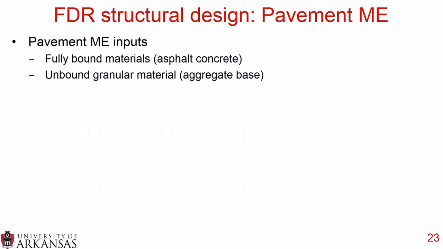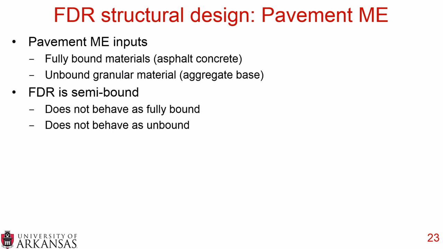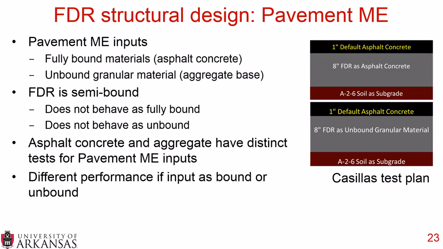Now, pivoting to FDR structural design using Pavement ME, which is the mechanistic empirical method, the more current method. When you take a look at Pavement ME, you can put in two different types of inputs for material. You can put a fully bound material or an unbound granular material. And that's because Pavement ME was designed looking at asphalt concrete or aggregate base. However, as we discussed, FDR is semi-bound. It does not behave as a fully bound material. It does not behave as an unbound material. Therefore, we need to look at it as a third type of material.